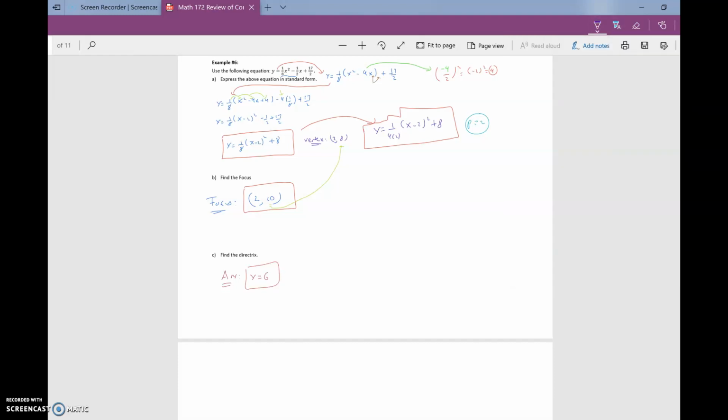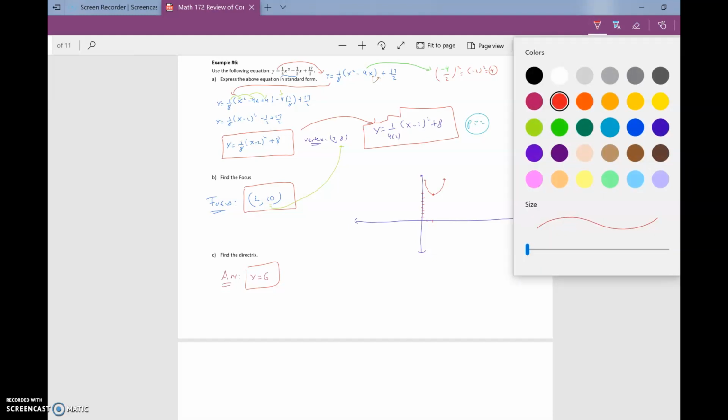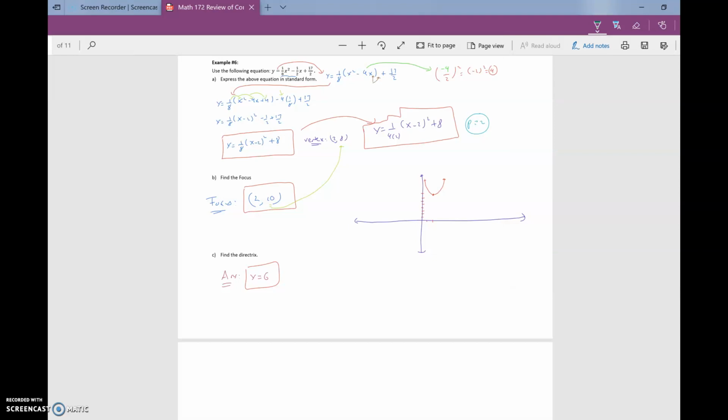And let me just provide a basic sketch. They're not asking for this, but I may ask for a basic sketch of everything given in here. So the vertex is at 2, 8. So 1, 2, 1, 2, 3, 4, 5, 6, 7, 8. Not to scale, but here. And our parabola is going in this direction. The directrix is 2 units below, so at 6. So 1, 2, 3, 4, 5, 6. It's going to be this line here. So this is y is equal to 6.